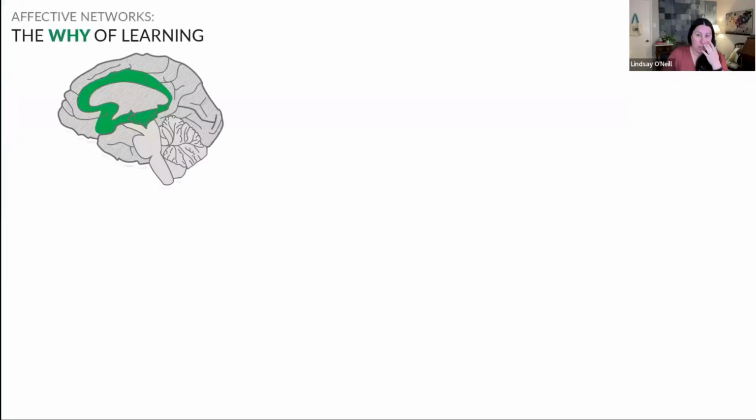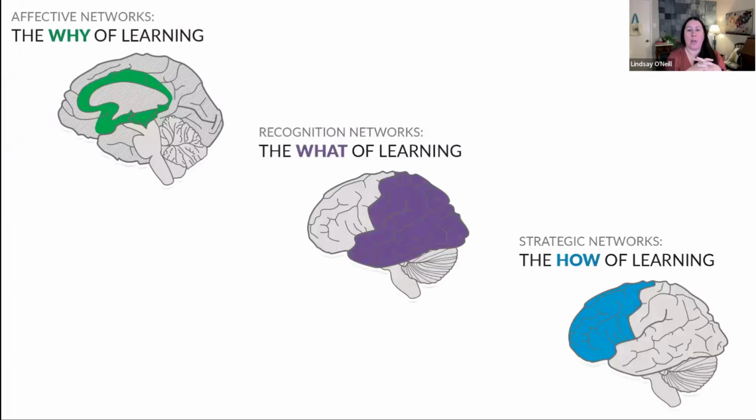All right, so UDL identifies 3 classes of neural networks that should be addressed when designing instruction. I'll just put the 3 up on screen. These are all neural networks. So the way the brain works is that there's actually thousands of different networks, and that's the way the neurons that make up your brain and your thinking are all wired together to make things happen.